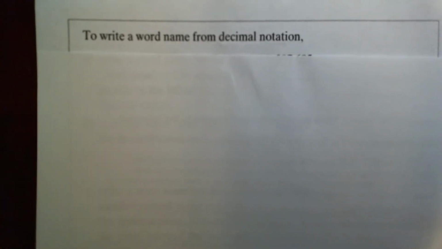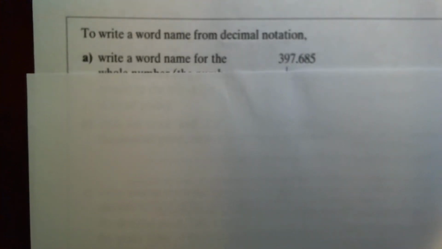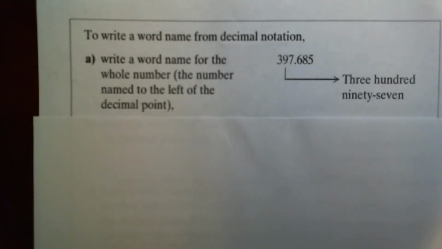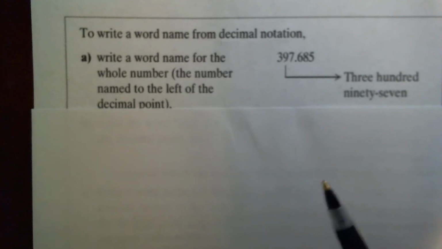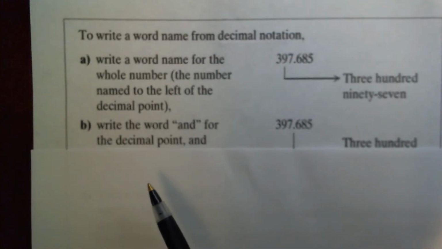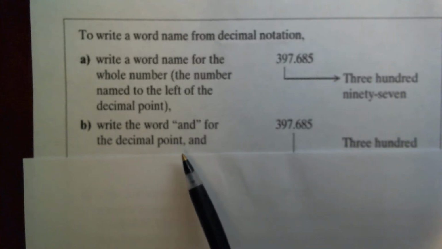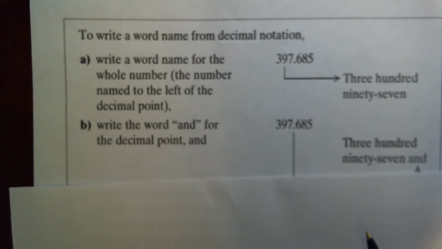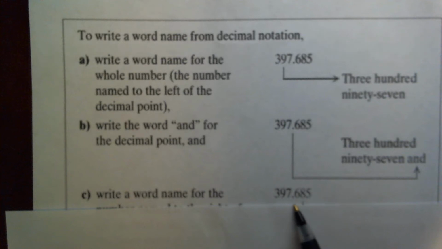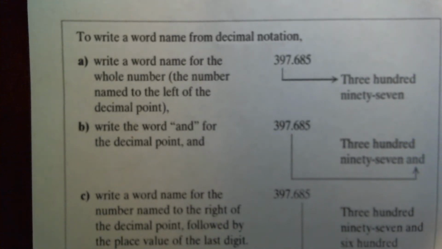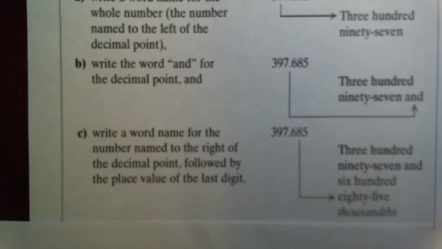So here are the instructions for writing a word name from decimal notation. Here's a number, and first we write a word name for the whole number, the number to the left of the decimal point. In this case, 397. Then we write the word and. The and stands for the decimal point. So 397 and. Now comes the fractional part: tenths, hundredths, thousandths. So it's 685 thousandths. So we have 397 for the whole number part, the and stands for the decimal point, and then 685 thousandths. We'll practice this some more in some of the examples coming up in just a moment.